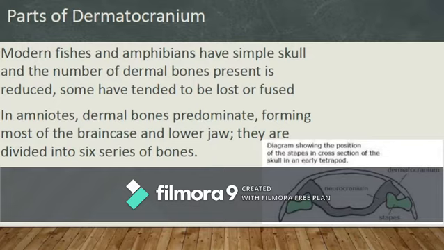What are the parts of the dermatocranium? Modern fishes and amphibians have simple skulls, and the number of dermal bones present is reduced. Some have tended to be lost or fused. So in amniotes, dermal bones predominate, forming most of the brain case, like us, and the lower jaw, so we have the lower mandible.